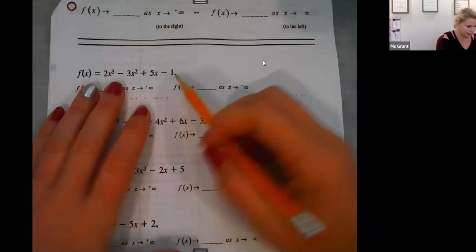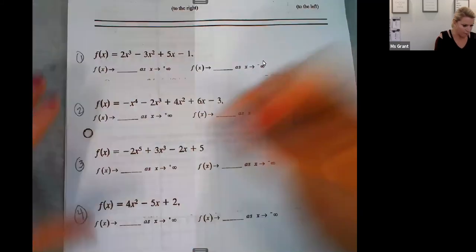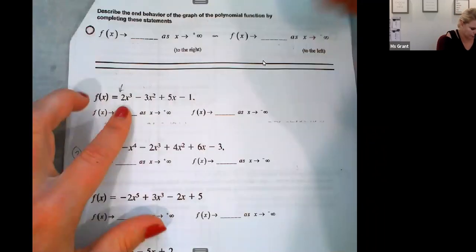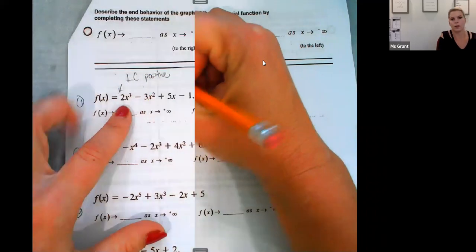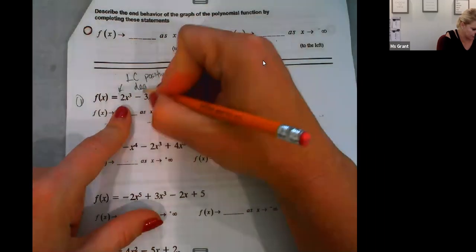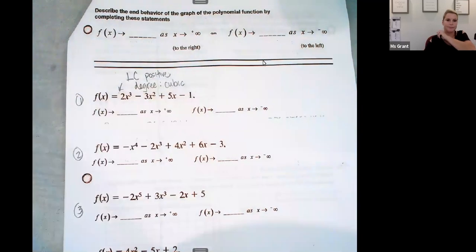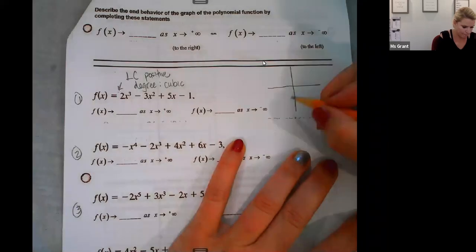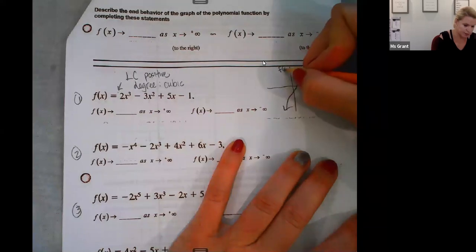Starting here, I'll number them 1, 2, 3, 4. All right, check it out. This has a positive leading coefficient, and it is an odd degree, cubic. So that means it's going to look something like this. Here's x, here's f of x, which is y.